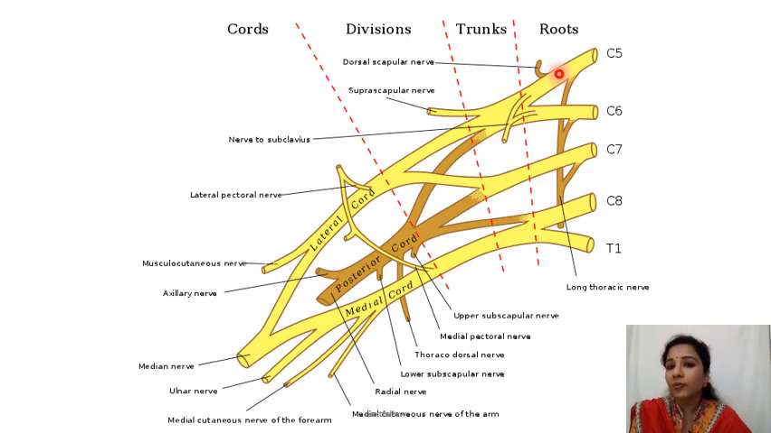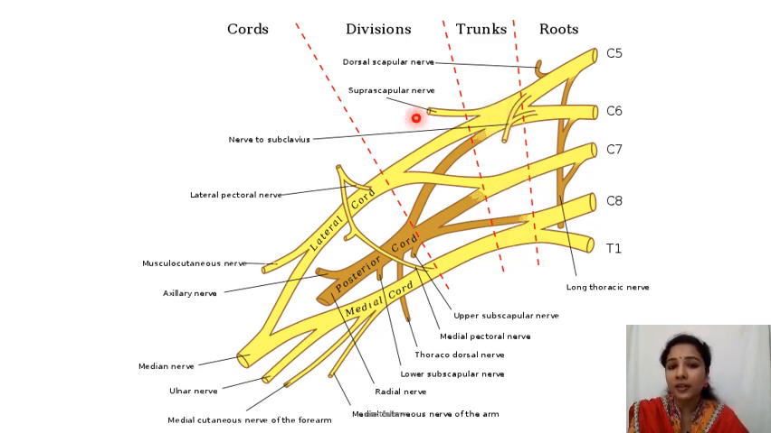And C5 rootlets also supply the longus colli muscles as well. And branches from the trunks, so that was about the roots. Next, about the trunks. So the trunks: upper trunk, middle, and the lower. So only the upper trunk gives rise to branches. So there are no branches from the middle and the lower trunks.